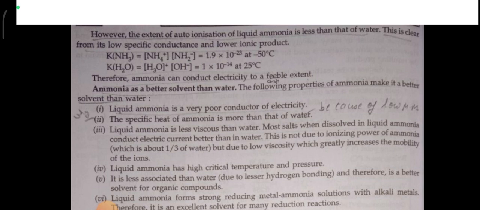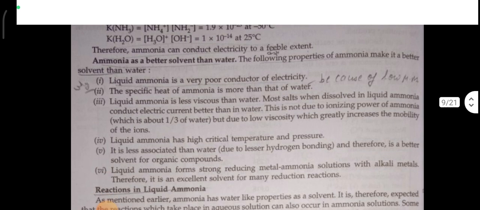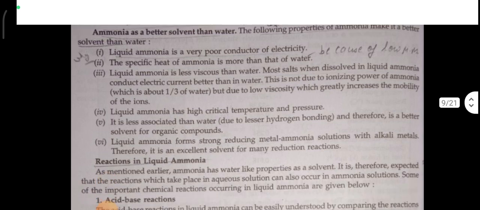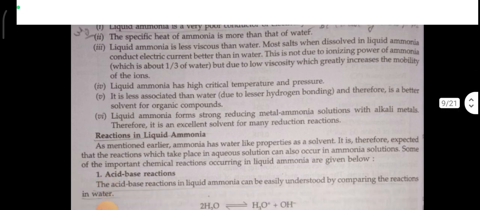Ammonia is a poorer solvent than water for ionic substances. Liquid ammonia is a very poor conductor of electricity. The specific conductance of ammonia is less than that of water. Liquid ammonia is less viscous than water. Most salts, when dissolved in liquid ammonia, conduct electric current better than in water. This is not due to the ionization power of ammonia, but due to low viscosity, which greatly increases the mobility of ions.